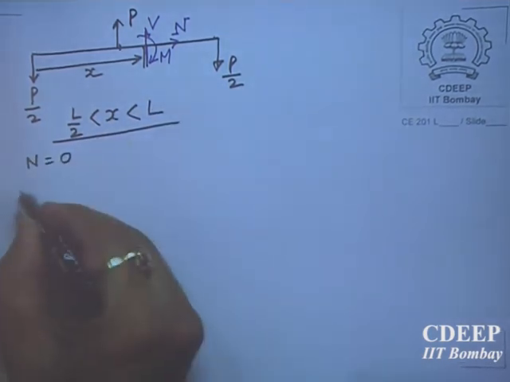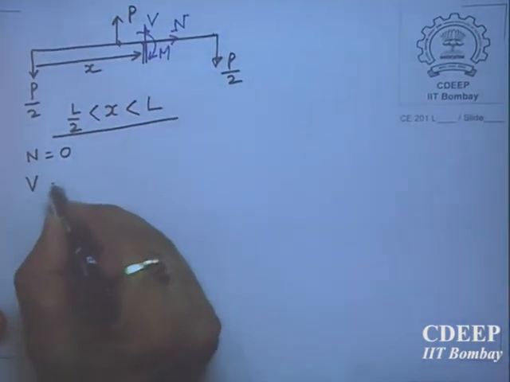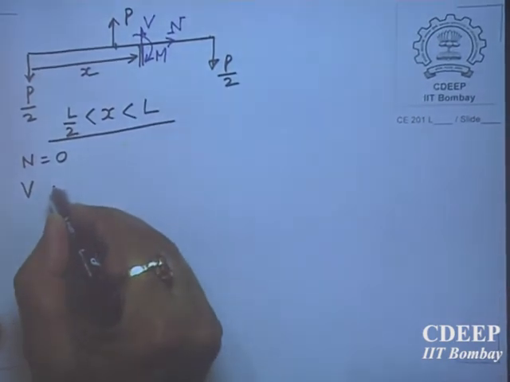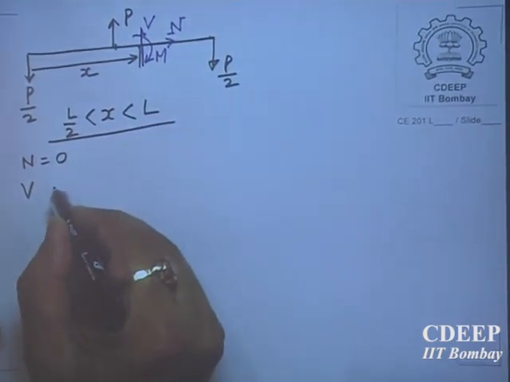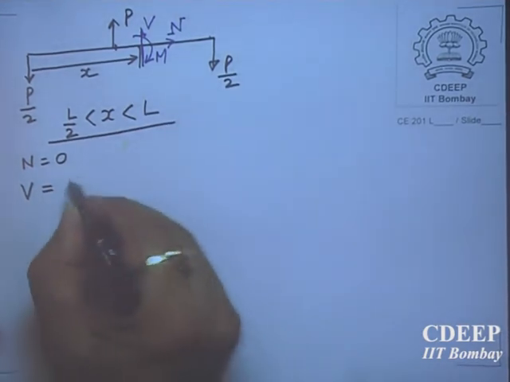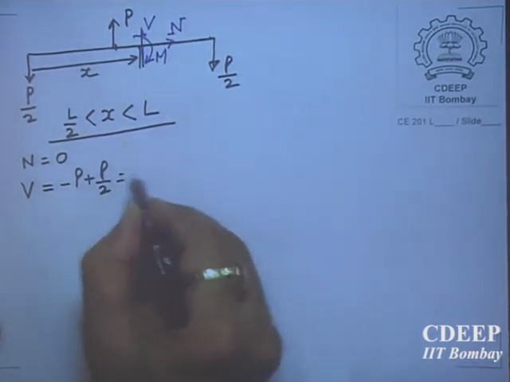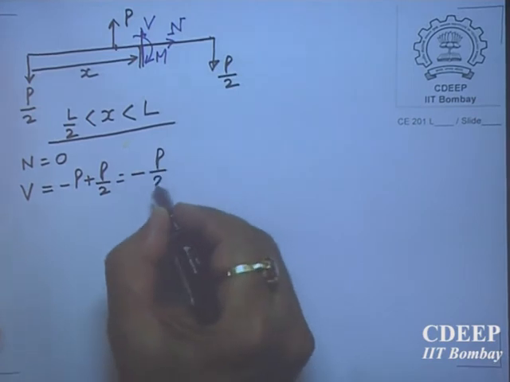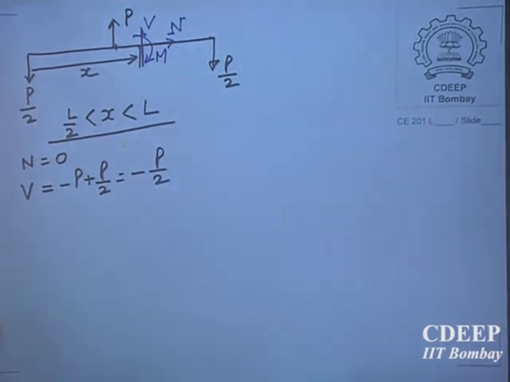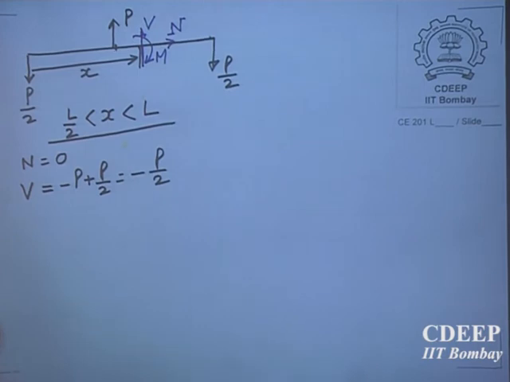What about V? V is upwards. So V plus P minus P by 2. So how much? V will be equal to minus P plus P by 2. So that is minus P by 2. It is constant, but the sign has changed. The moment my point has gone beyond P, the loaded point, the sign of shear force has changed. So the sign will change along the length.